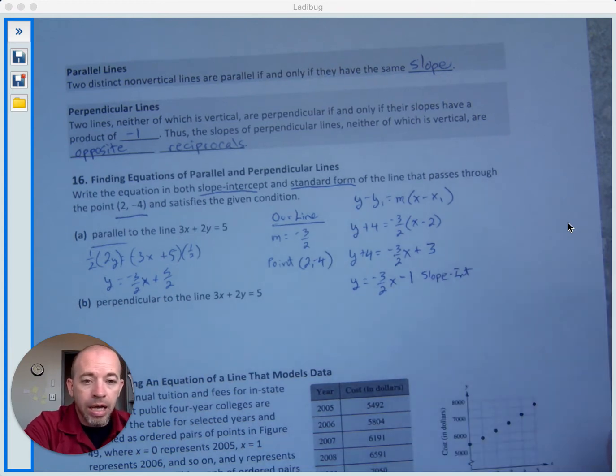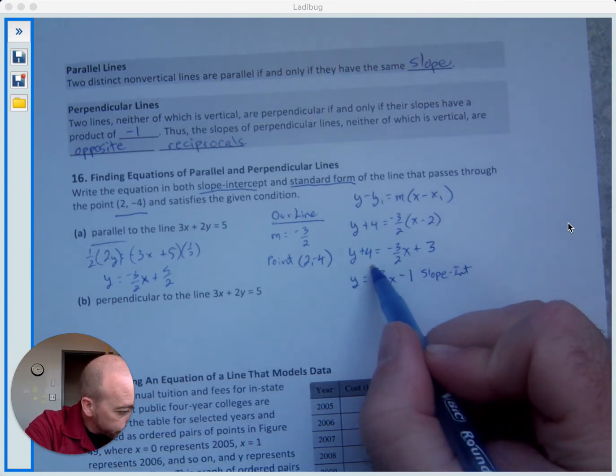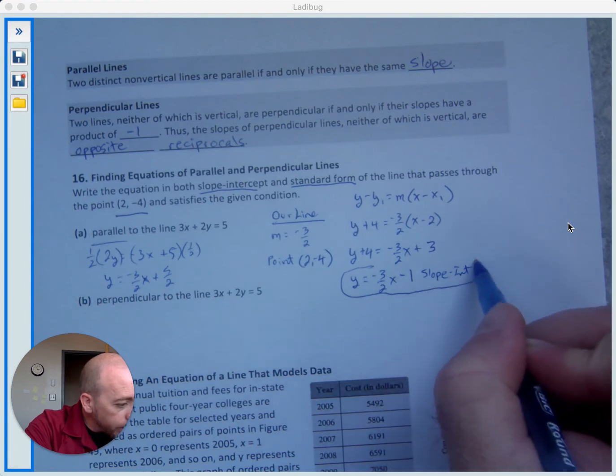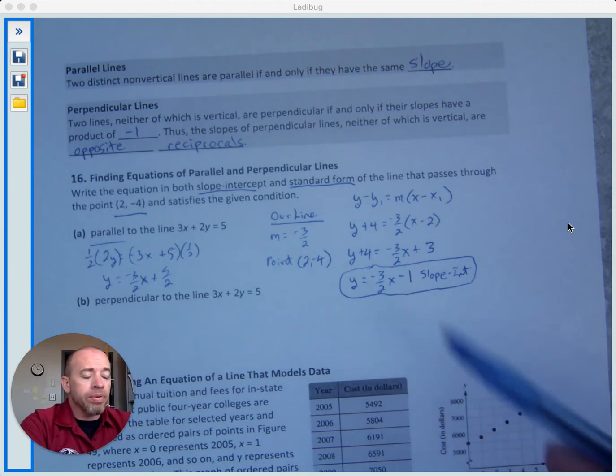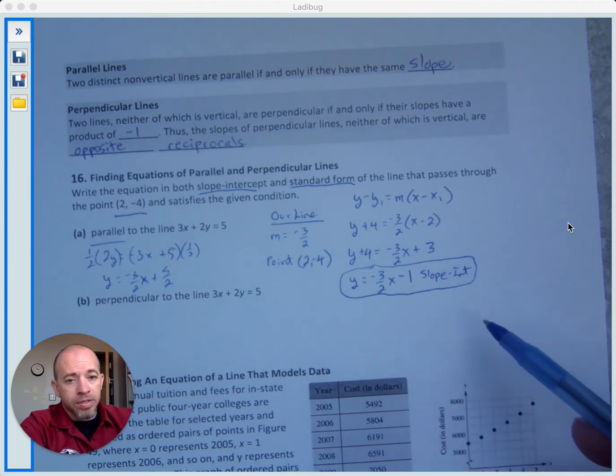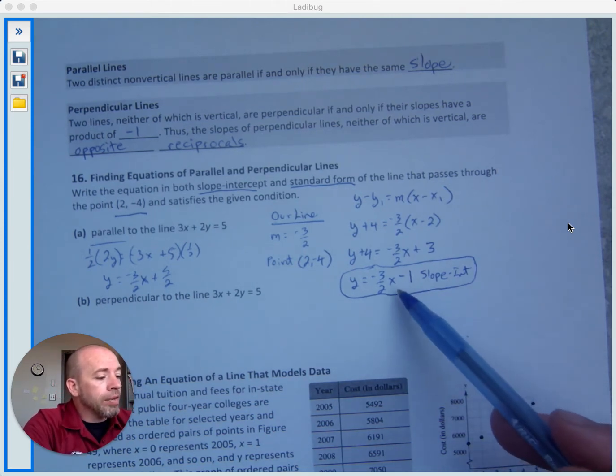I'm about to write slop, but it's not slop, it's slope. Again, I don't know if I gave you enough room here. If you write big, you might not have enough room on this page to do this example, so you might need another piece of paper. So that's slope-intercept form.